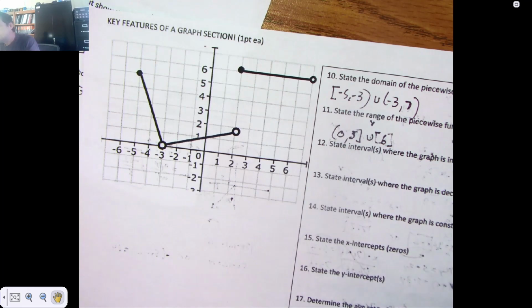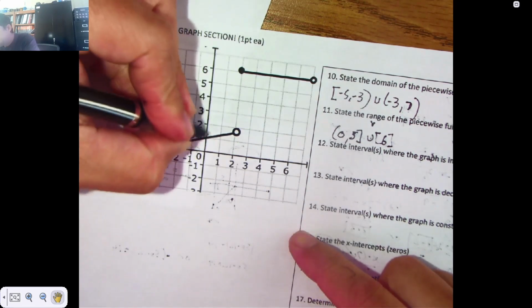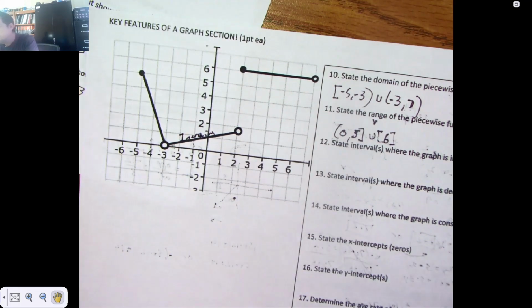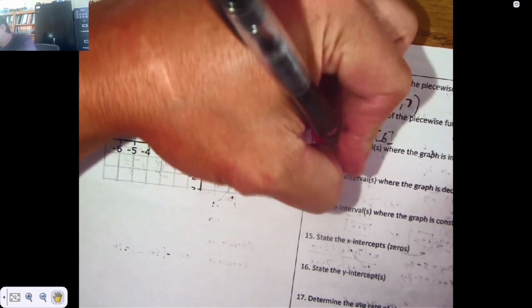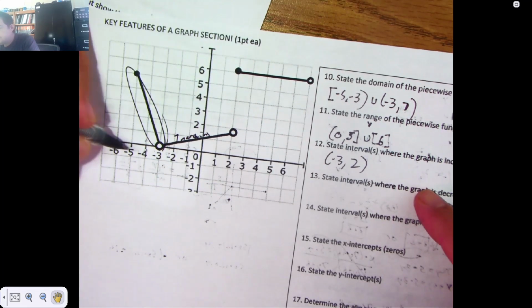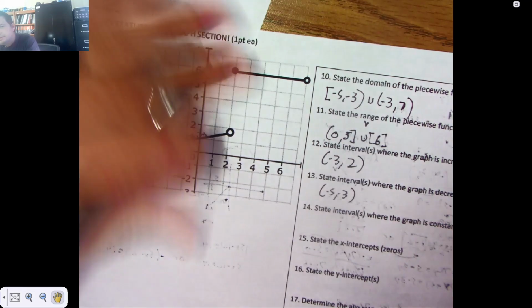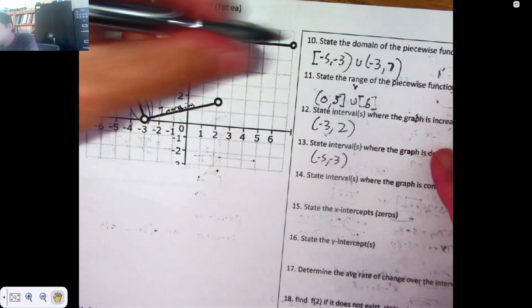12, state the intervals where the graph is increasing. That would be right here. This is increasing. It's going uphill. You are increasing from negative 3 to 2. Decreasing would be this guy right here, negative 5 to negative 3. The number of kids who miss that's ridiculous. Constant is up here, 2 to 7.